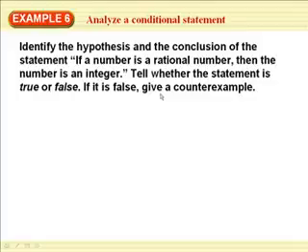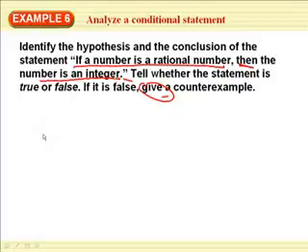Okay, so here's our statement. Here's our if part. So the if is just stating something. It's a hypothesis, and I've managed to lose my pen. Here it is. I'm sorry. Okay, so here's our if. If a number is a rational number, then the number is an integer. It doesn't mean always, but if it is a rational number, then the number is an integer.